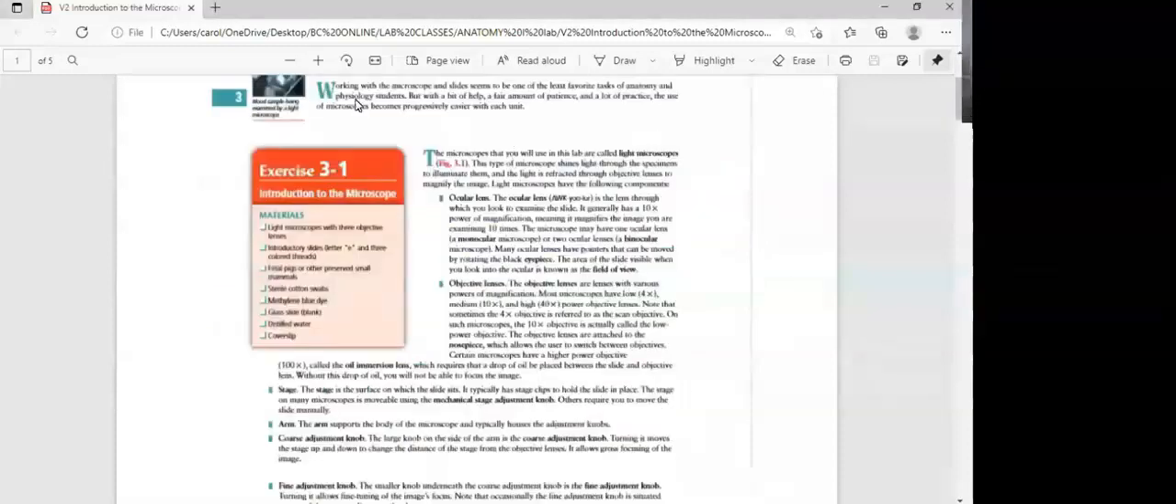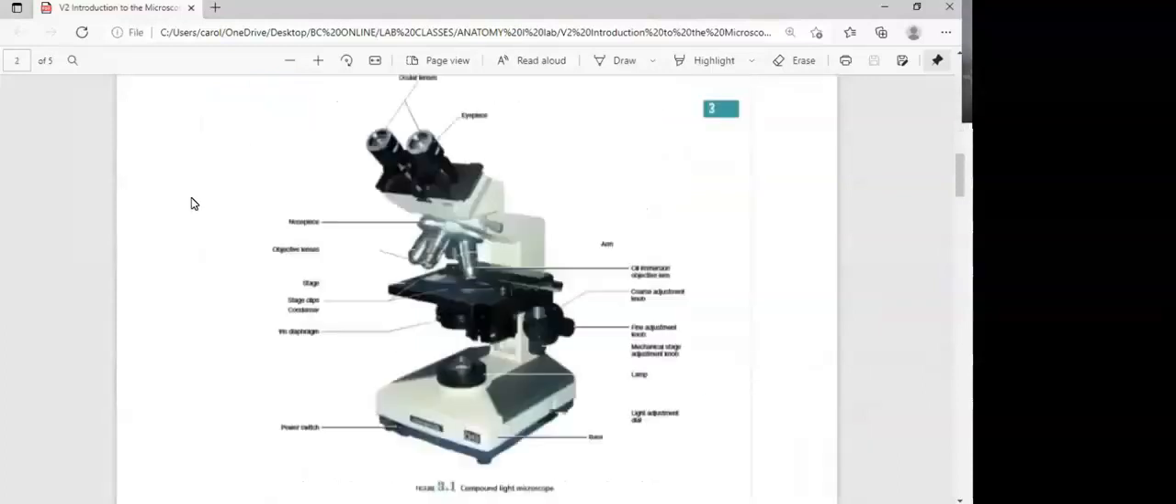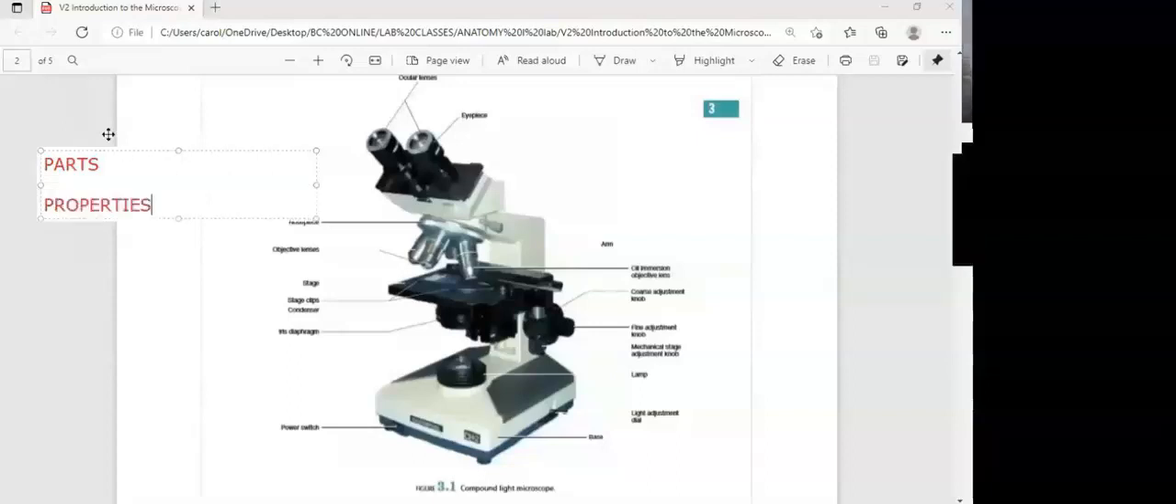What's the microscope? The microscope obviously is a device that is going to help us to see very small images. There are two main things that you need to know about microscopes: parts of the microscope, and properties of the microscope. Parts of the microscope are the ones that we can see right here.